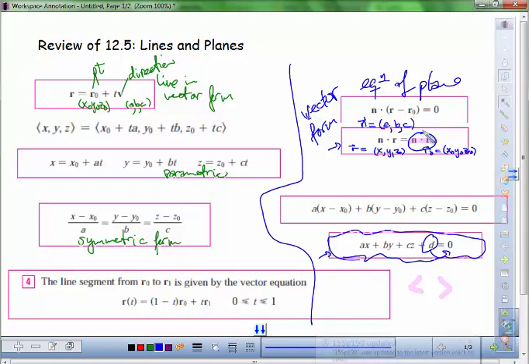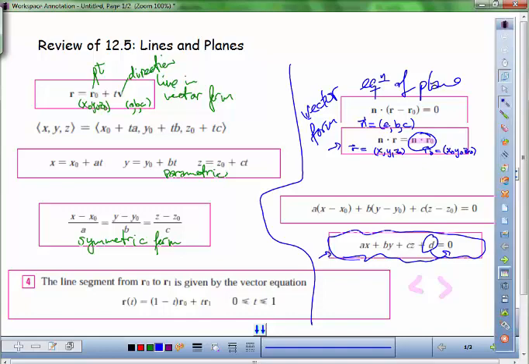So all of these three things are essentially the same thing. All these four things up here are the same. Or even this one is part of the same kind of business. There are just ways to express lines and planes. They're just different forms: vector, parametric, and symmetric forms. And here we have a vector form and what they call a scalar form of the line.